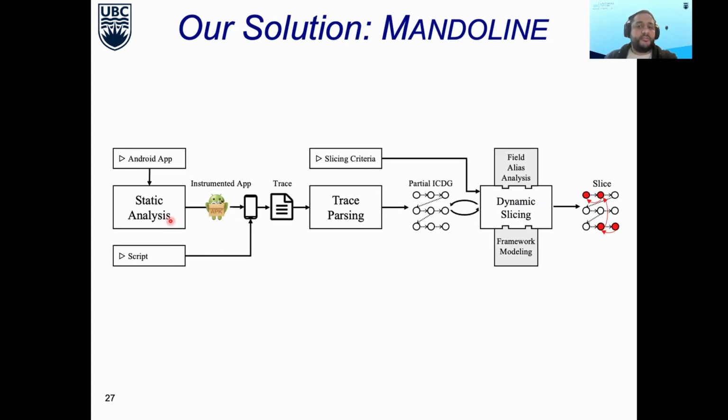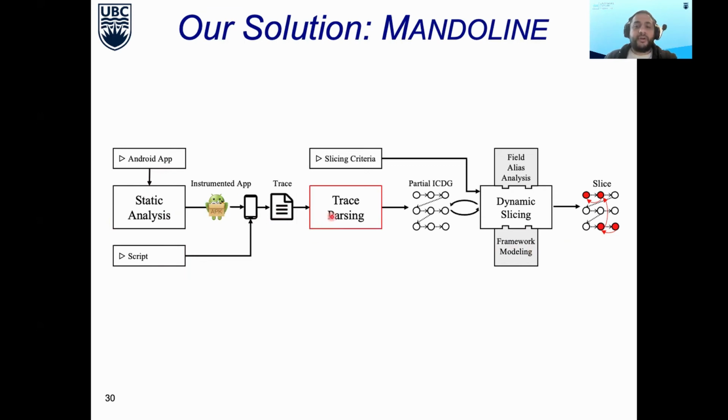Putting it all together, here's the high-level overview of our entire solution, which we call Mandoline. Mandoline has the basic pipeline of dynamic slicing tools. It starts with a static analysis component that instruments the Android app. The instrumented app is run on device, and the execution is either driven manually or by a test script. Then the execution trace is extracted from the app.